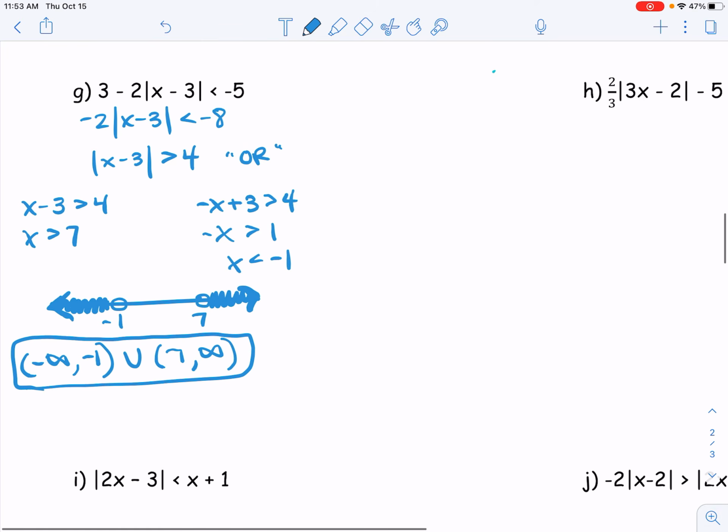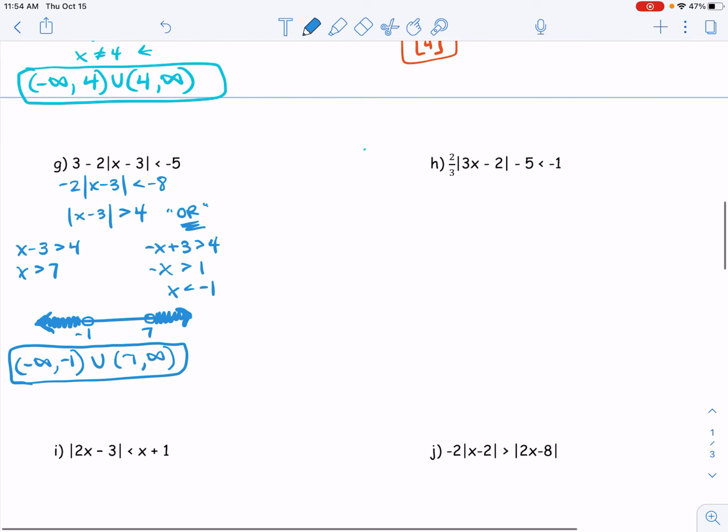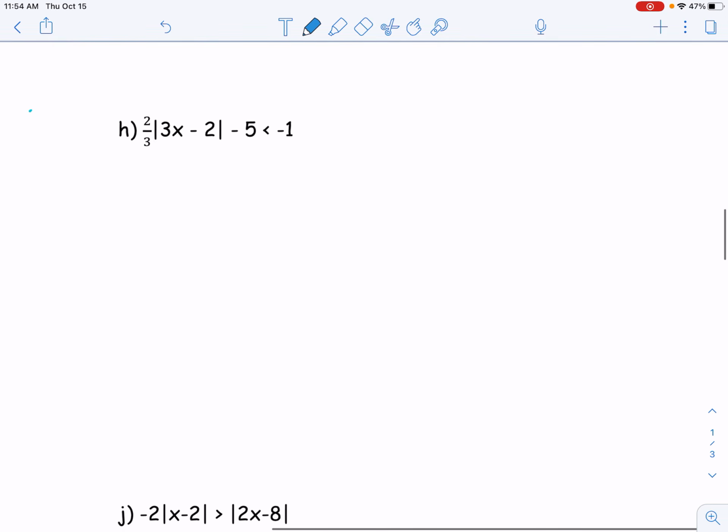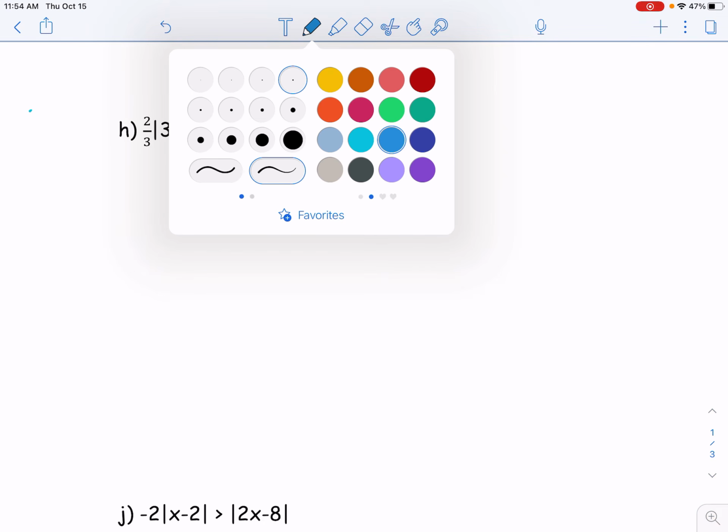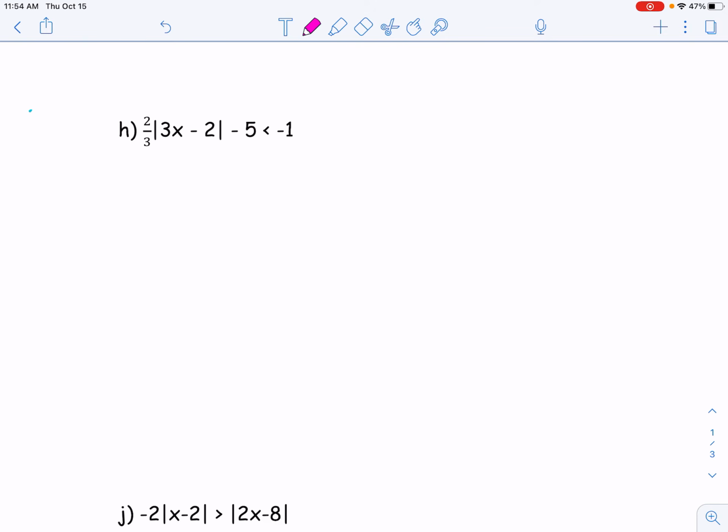Okay, so when you have an or scenario, you are going to be using that union symbol because it's going to be in two locations that it's true. Okay, let's do it again. Let's go hot pink. All right, isolate the absolute value.